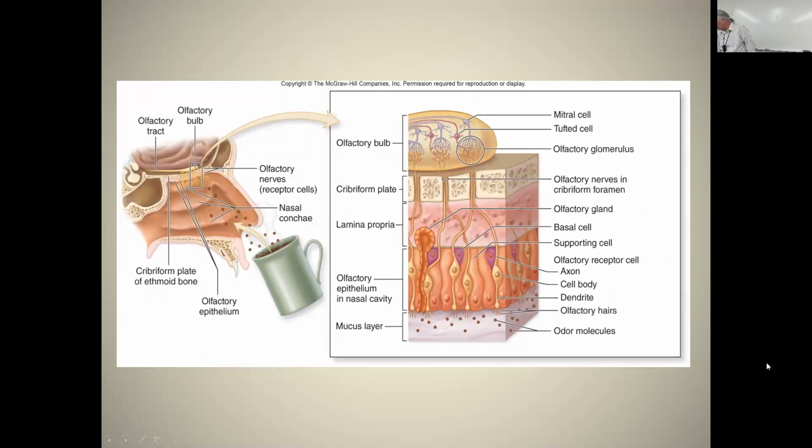So here's the nasal epithelium right here. It's a mucus layer. Here are the odor molecules that come in and get stuck in the mucus. Here they are, the olfactory hairs on the dendrites of the olfactory receptors, which send their axons up through the cribriform plate of the ethmoid bone, into the olfactory bulb here, where the tufted cells and mitral cells are, and that's where they're synapsing in these olfactory glomeruli. And then here are the basal cells that are replacement cells, and supporting cells next to the olfactory receptors.